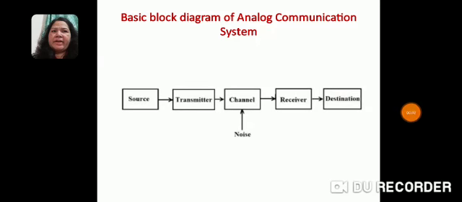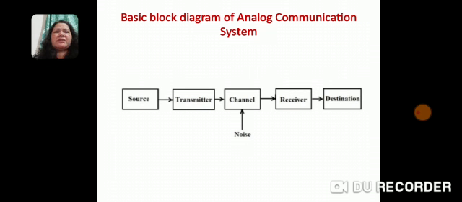This is a block diagram of any analog communication system. It consists of a source of information, whether it is an audio signal or a signal from any sensor or any other device. It is first processed by the transmitter circuit.